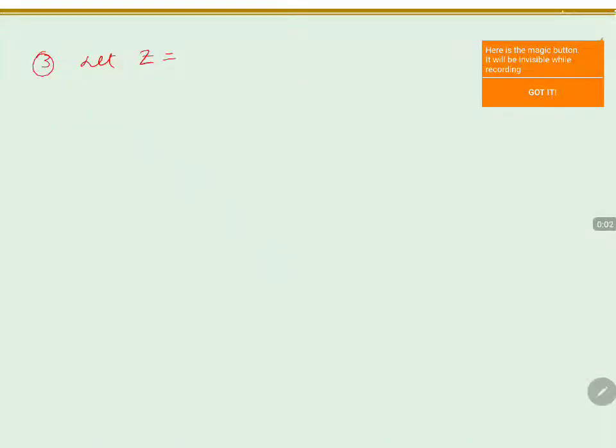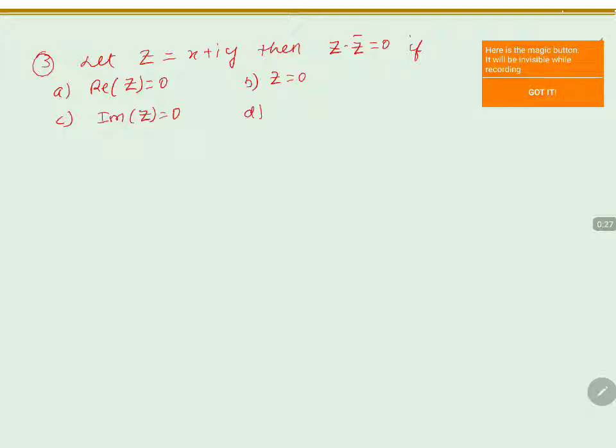Now here the problem is: let z = x + iy, then z times z bar is equal to 0. The first option is real part of z is equal to 0, the second one is z is equal to 0, the third one is imaginary part of z is equal to 0, while the fourth one is none of these.